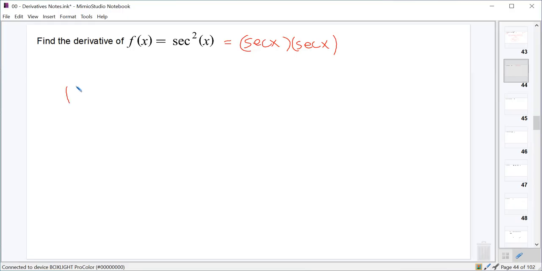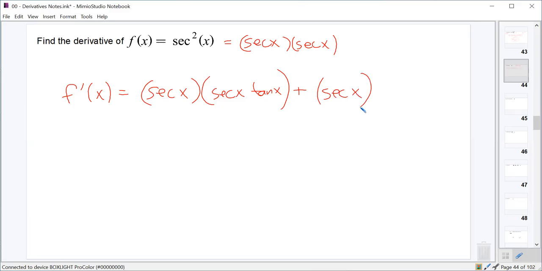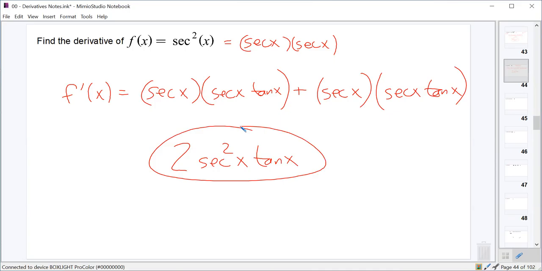Product rule says the first function, secant x, times the derivative of the second function, and the derivative of secant is secant x tangent x, plus the second function, secant x, times the derivative of the first function, which we know the derivative of secant is secant x tangent x. So we just end up with two secant x's times secant x tangent x. Or, since we have secant times secant, two secant squared x tangent x. And this is a perfectly good and acceptable answer.